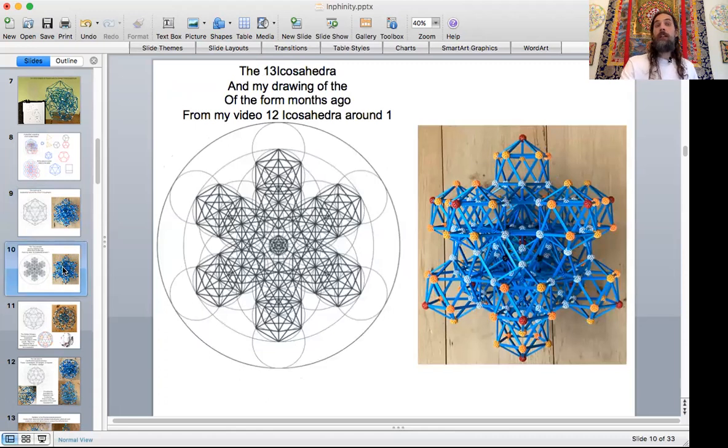Here it is. I've removed those outer struts so you can just see the icosahedron that are off of this big central icosahedron. So that's why we got 13. But really, this is still very much an abstraction, because there's a lot more icosahedron that could be built in all these here. But this is as simplistic as I can make it to show what it looks like at this level. And already, this is a drawing that I did from a video months ago that was worth checking out, about the 12 icosahedron around 1, it's called.